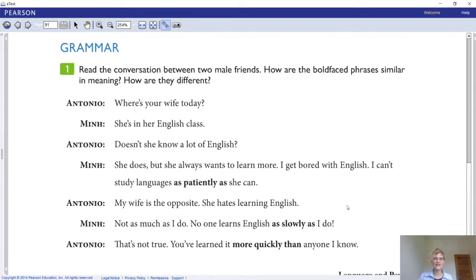Okay guys, that brings us to the grammar. I want you to read the conversation between two male friends. How are the bold-faced phrases similar in meaning? And how are they different?